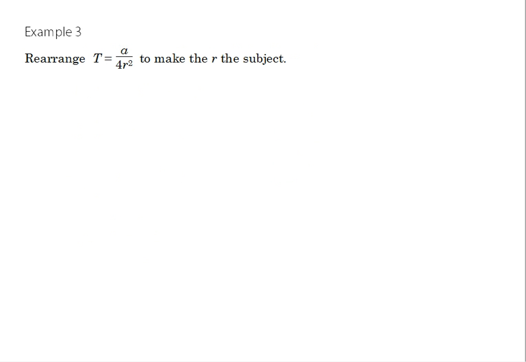Example 3. Rearrange t is equal to a divided by 4r squared to make r the subject. Now, before we can actually think about what's happening to r here and what we might need to undo it, the first thing I want to deal with is the fact that it's in the denominator of a fraction. So I want to get rid of it. I want to get it out of there first.